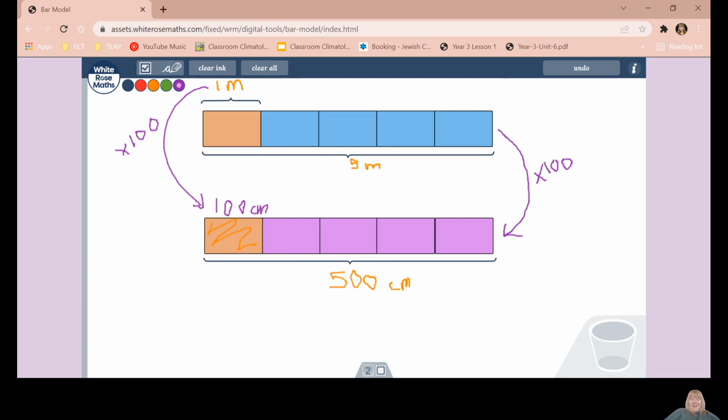So that is equivalent fractions. I hope, not equivalent fractions, that's what we're doing next term. That is equivalent length. I hope you guys have understood and enjoyed. And remember, multiply by 100 to turn metres to centimetres, divide by 100 to turn centimetres to metres.